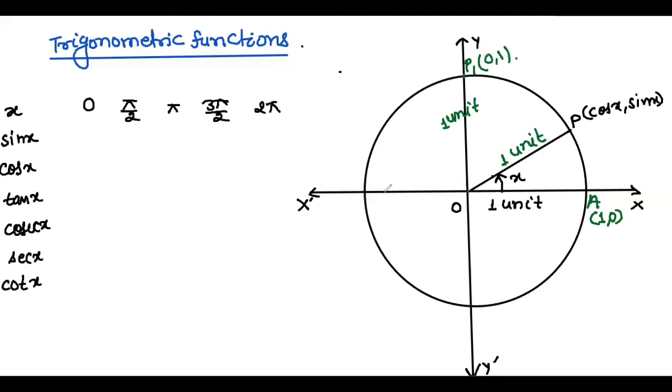Now P2 I am taking. So coordinates will be -1, 0. And P3 I am taking. Here the coordinates will be 0, -1.